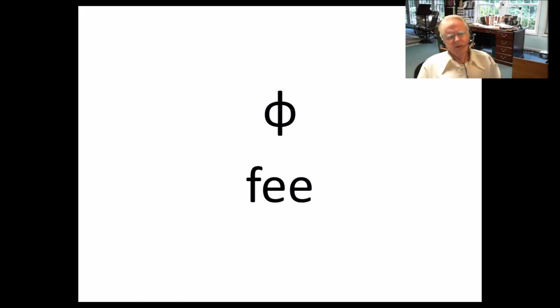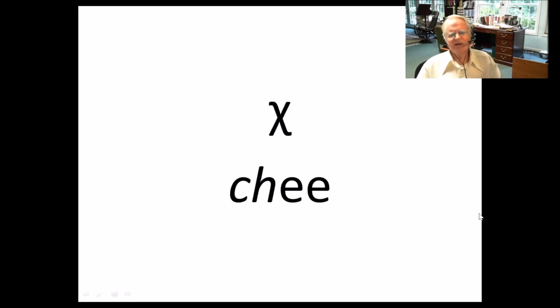This one is a phi, PH, or F. So that's the circle with the vertical line through it. That's a phi. And this one is, as in Johann Sebastian Bach, a guttural CH. He, not xi, which we did just now, but he, as in Johann Sebastian Bach.